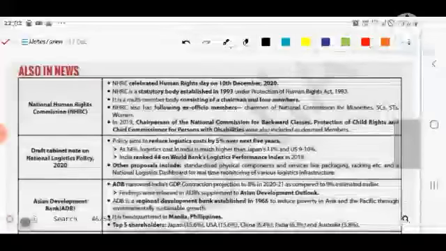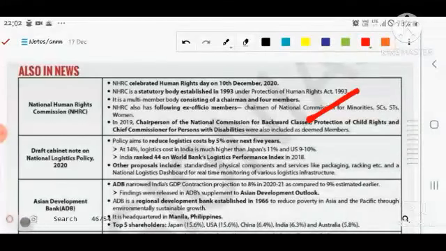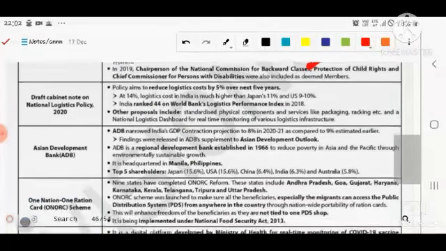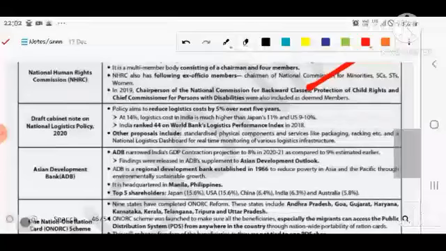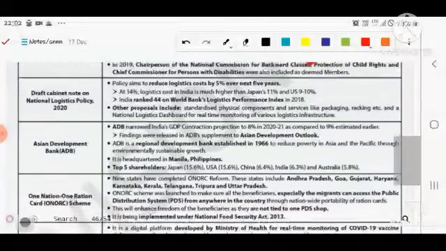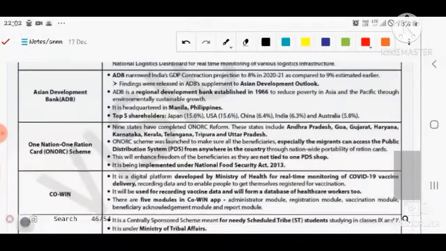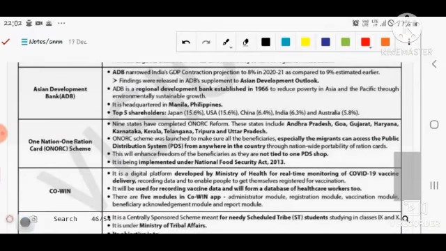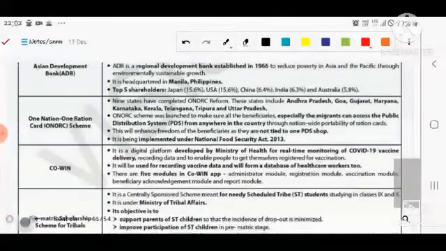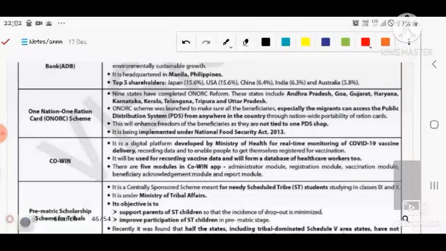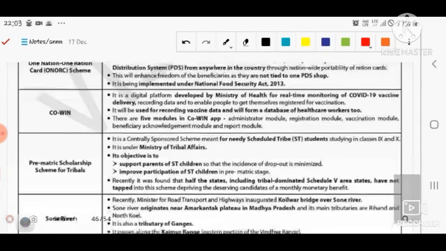National Human Rights Commission, Horizon News. Why we need it is because Human Rights Day is celebrated on 10th December. Next is the draft cabinet note on the national logistics policy. When the policy comes into force, then we will surely be covered. Next is the Asian Development Bank. It is in the news because they are estimating India's GDP contraction. One Nation One Ration Card scheme. The reason is that 9 states have completed the ONORC reform. These are Andhra and Gujarat. So that's why it is in the news. It is good news basically.